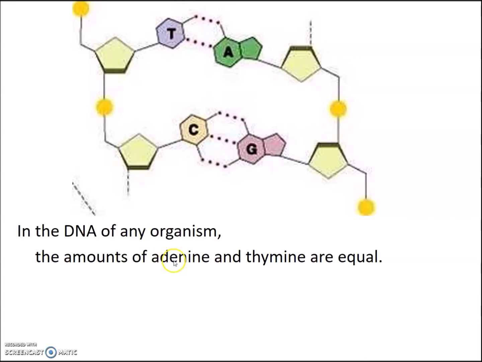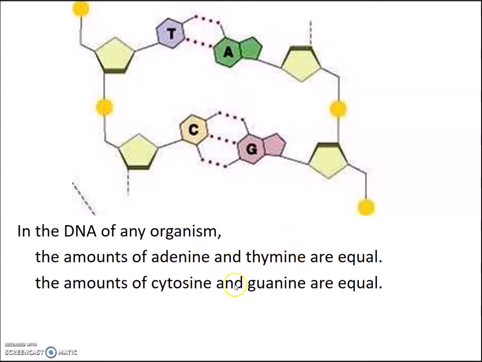It was found that the amount of adenine and thymine in any organism is always the same. There are the same number of adenine molecules as thymine, and there are the same number of cytosine molecules as guanine molecules. That was puzzling. Scientists didn't know why. Why would there always be the same amount of adenine as thymine and the same amount of cytosine as guanine?